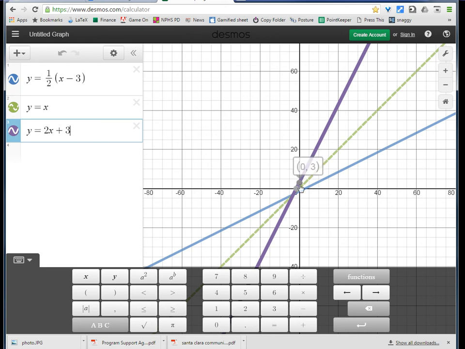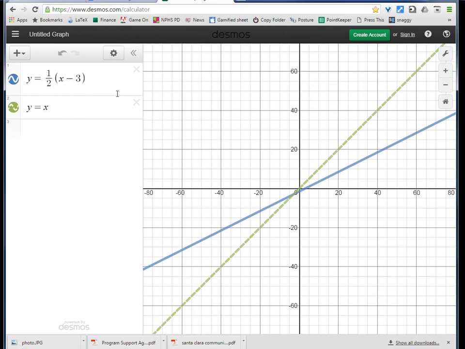If these two functions are inverses of each other, this one here and this one here, they should be reflections of one another about the line y equals x. Looks like they are. Well, let's take a look at logarithms.